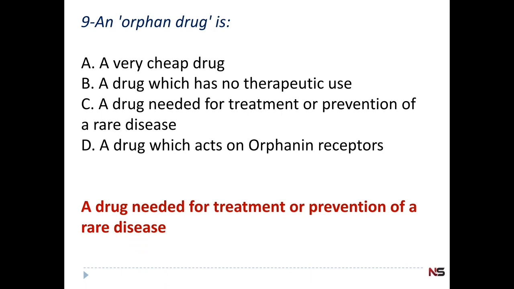Or an orphan drug is a drug that is needed for the treatment of an endemic disease. That is a disease which is there all over one region, where most of the people have the same disease. For that treatment also we can use an orphan drug. An orphan drug is a drug needed for the treatment or prevention of a rare disease or a more common endemic disease also.